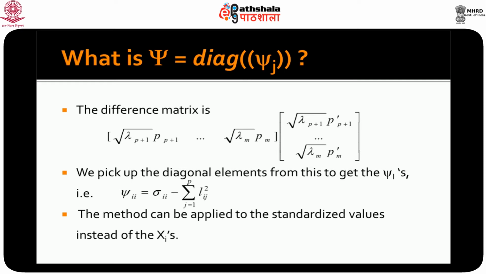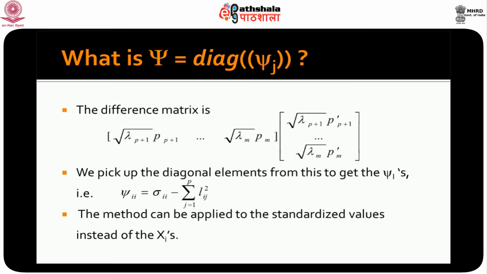Now, let us pick up the diagonal elements from whatever remains. What remains is sigma minus sigma tilde. Okay? And if we pick up the diagonals from that, we use those elements to form the matrix psi. Remember that psi is a diagonal matrix. So, this diagonal actually fits into the diagonal of psi. And what we do is we ignore the off diagonal elements. So, we can write psi ii as sigma ii minus summation j equal to 1 to p of l_ij square, for all i equal to 1 to m.